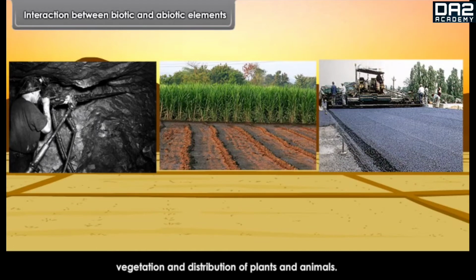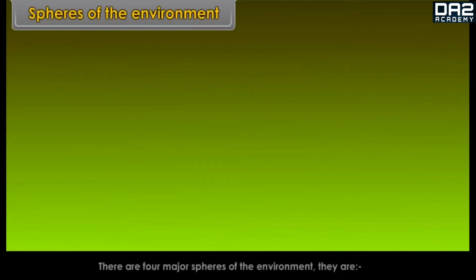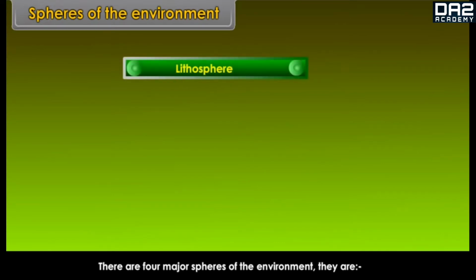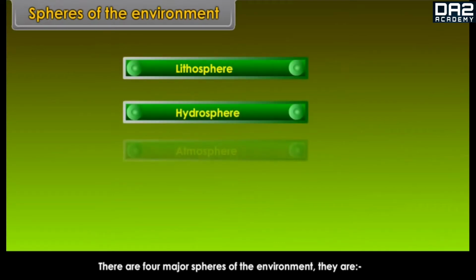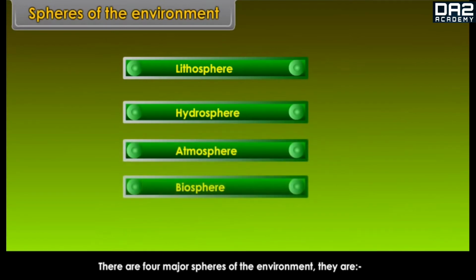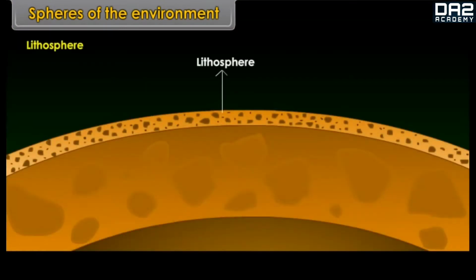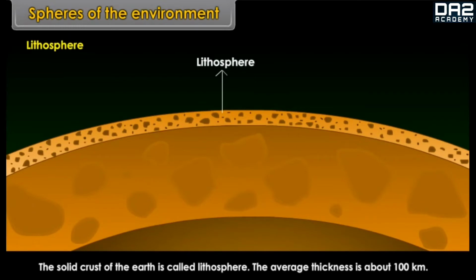Spheres of the environment. There are 4 major spheres of the environment. They are lithosphere, hydrosphere, atmosphere, biosphere. Lithosphere. The solid crust of the earth is called lithosphere. The average thickness is about 100 kilometers.